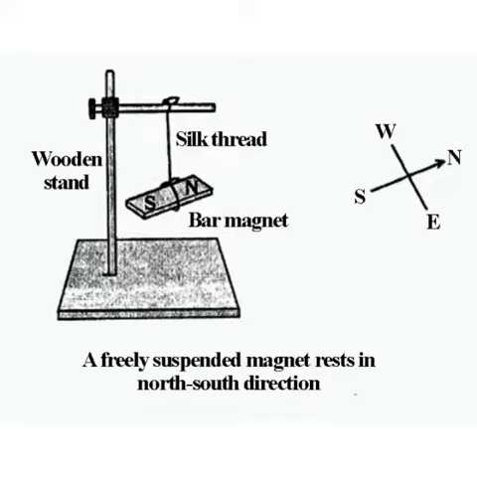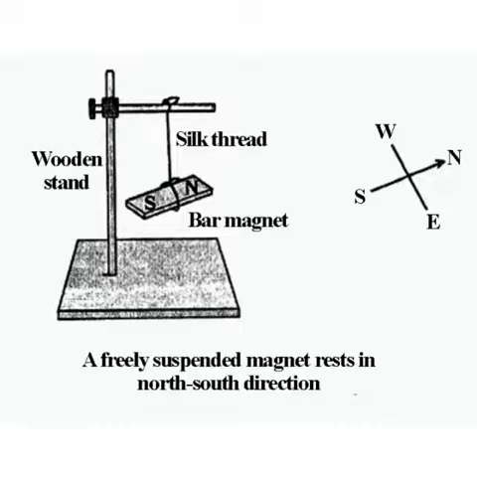Next comes the directive property. As we studied, the black colored stones that were found in China and Greece used to point towards the north-south direction. They always pointed towards the north direction, and the scientists studied this phenomenon using a bar magnet. They carried out the experiment and found that a freely suspended magnet always rests in the north-south direction.